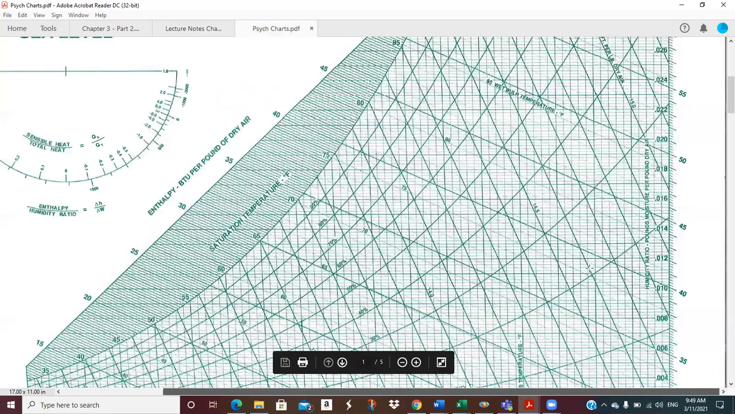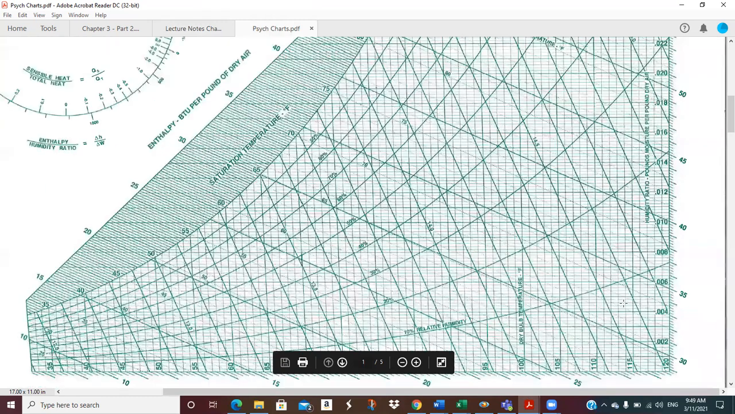And I would go to my exit condition, which is 115 and 30 up here, and I would draw a line with that slope all the way down off the paper. And where my two lines cross, that identifies point A, which is the end of the heating coil and the beginning of the humidifier. So that's really the trick. The other thing I can do, and probably should, is draw a line between just states 1 and 2, just to show the overall process line.